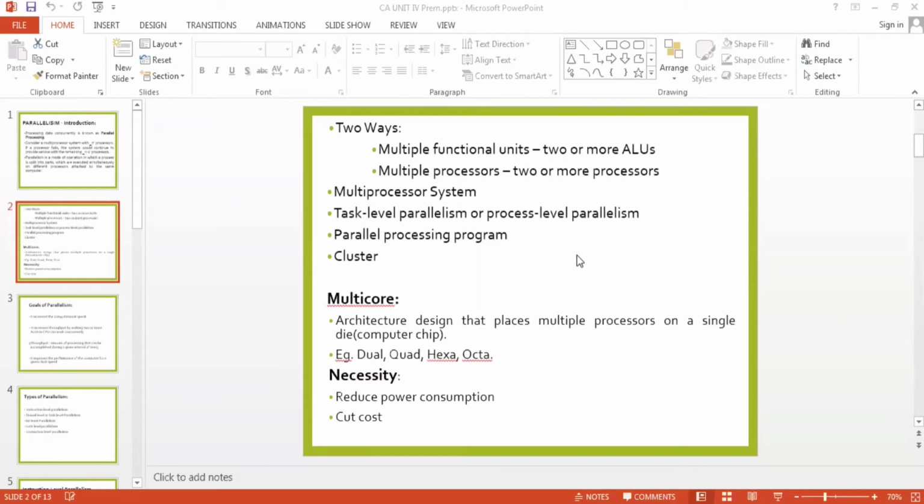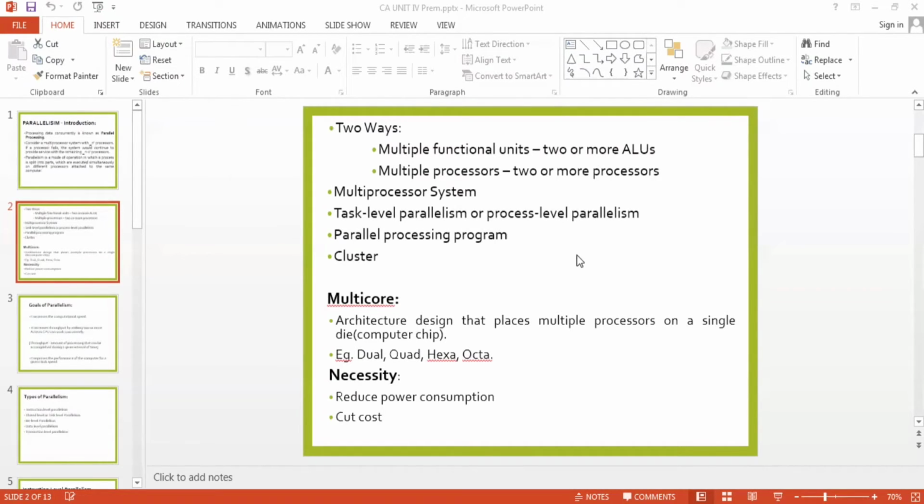Next one, multi-core. What is the meaning of multi-core? It is an architectural design for multiple processors in a single representation. Multiple chips can be combined in one integrated circuit to create a multiprocessor. For example, dual, quad, hexa, octa. Various types of multi-core are available in computer systems.